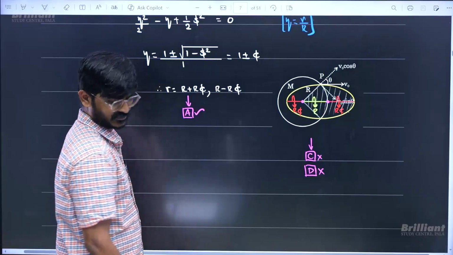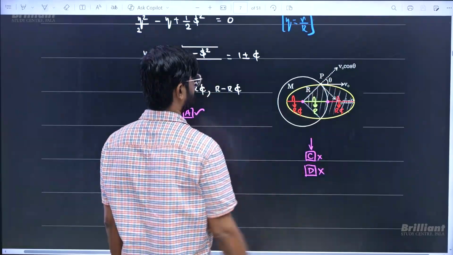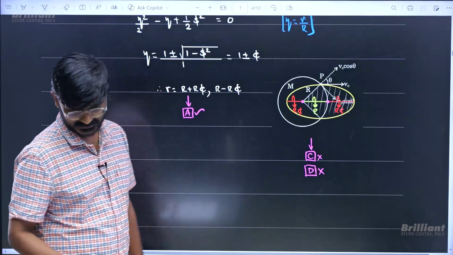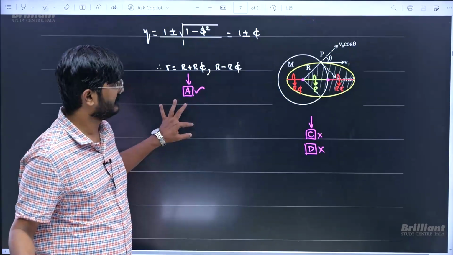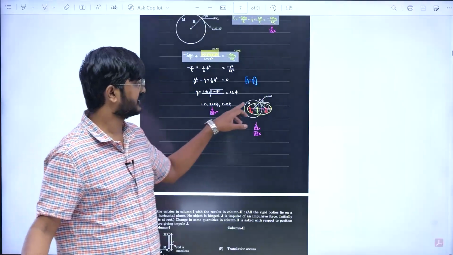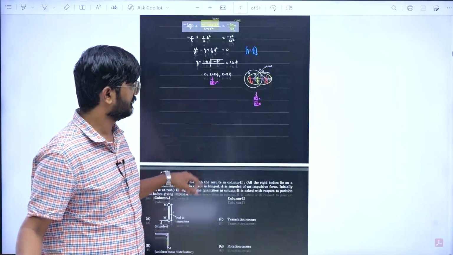Anyway, if they ask about time, the time obviously depends on the area, obviously depends on theta. But they said in the options it doesn't depend on theta, so you won't be getting any of them. But if you want to calculate the time period of the total ellipse, you can easily calculate because you know the length of the major axis.